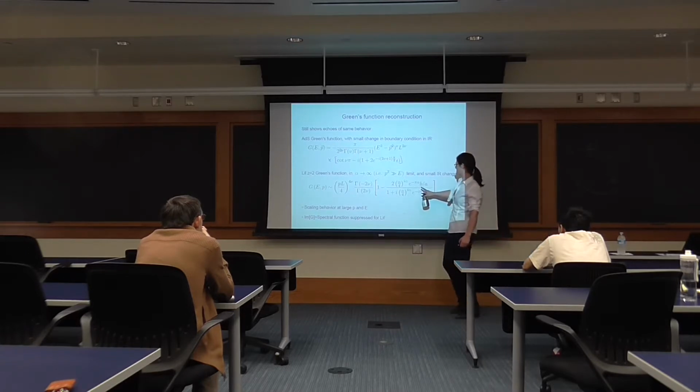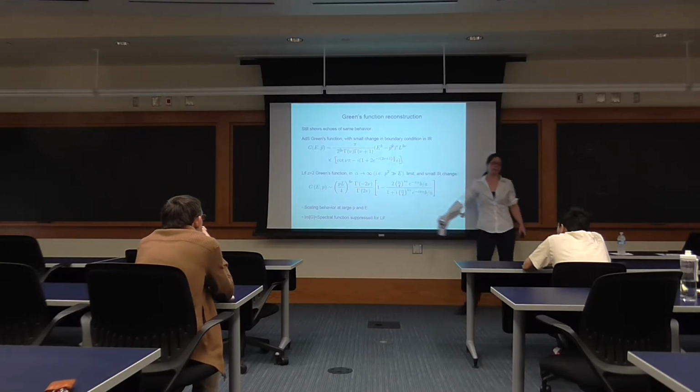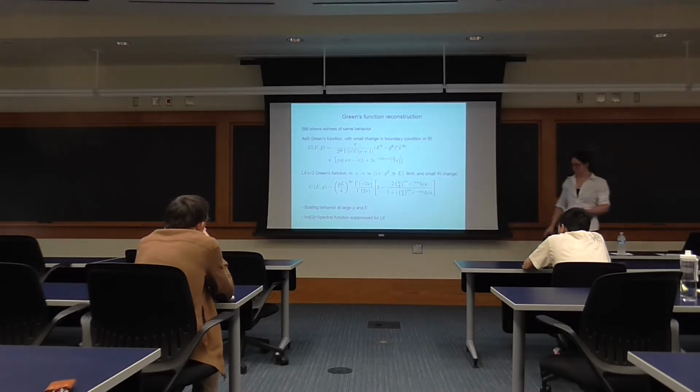I should have pointed this out, sorry: in particular, the bit of it that's suppressed is the spectral function, it's the imaginary part of G that's suppressed.